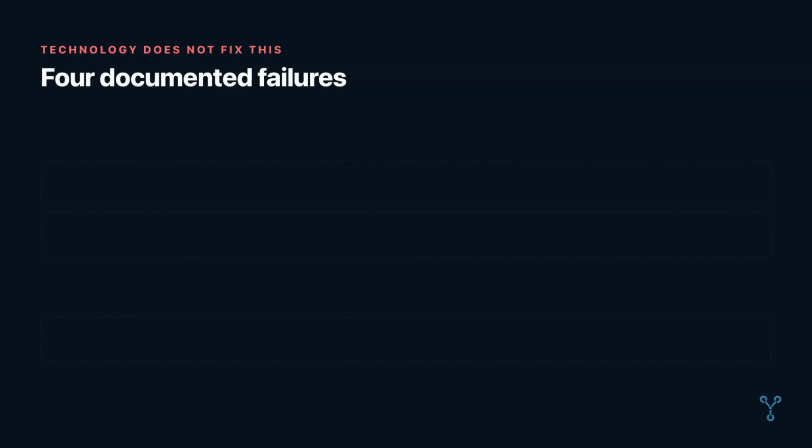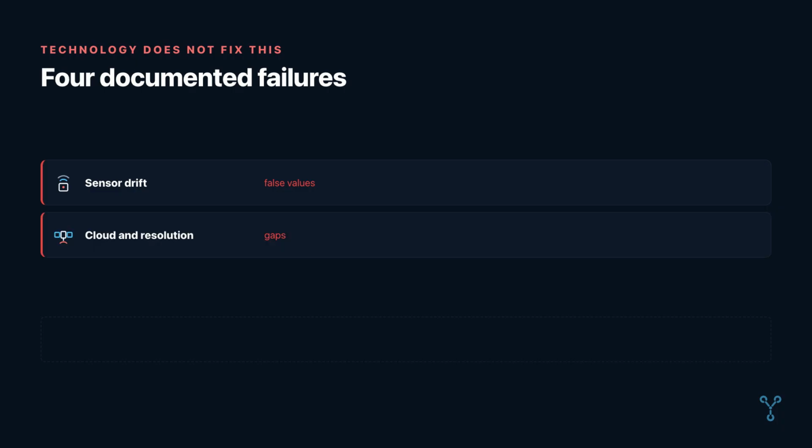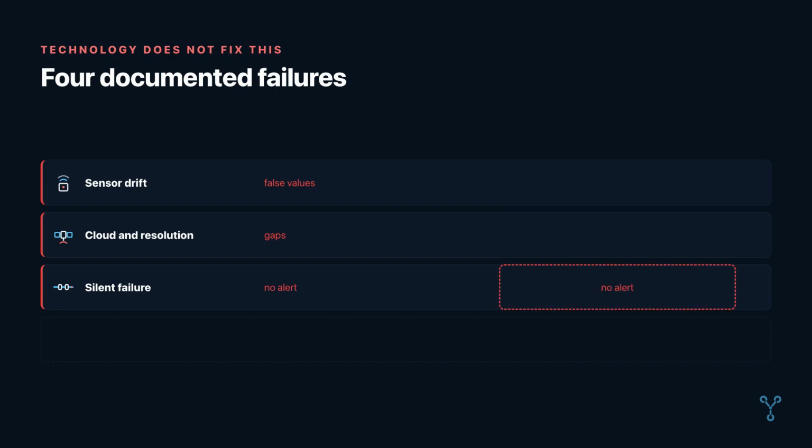However, technology does not eliminate error. A consultant must understand the documented failure modes of these technology categories. Sensor drift and calibration loss occur when a physical sensor's accuracy degrades over time. This causes it to report false values. Cloud cover and resolution limits in optical remote sensing can obscure satellite imagery. This creates gaps in data. Silent failure in automated data pipelines happens when a system stops recording or transmitting data. Crucially, this happens without triggering an error message.